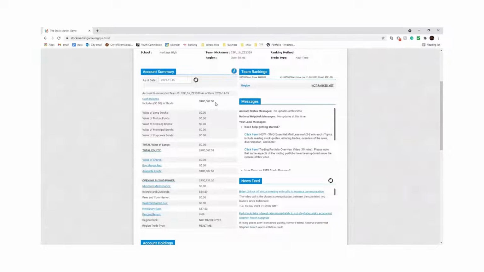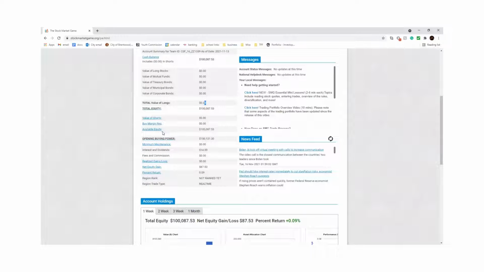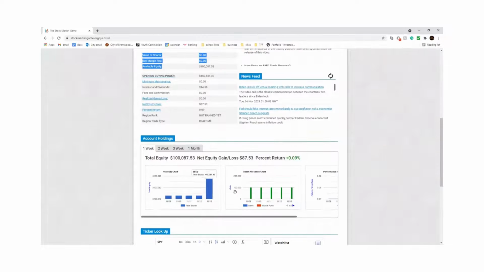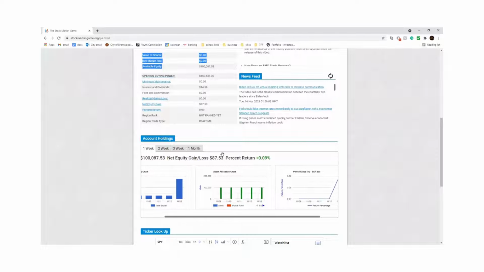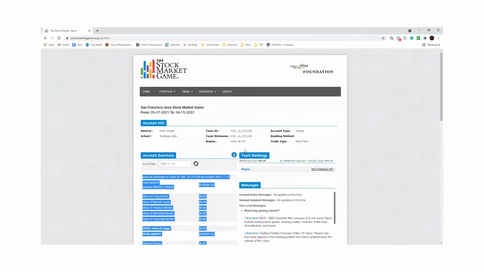And here, cash balance, you have over $100,000 in fake money to play with. So that's what it means by equity. All you have to care about right now is how much equity you have. And then down here, you'll see how everything is. I'll create a deeper breakdown about this whole system.